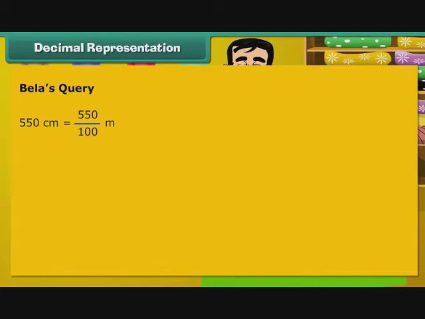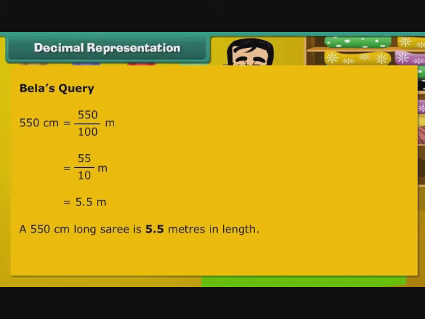550 centimeter is equal to 550 by 100 meter. That is equal to 55 by 10 meter. That is equal to 5.5 meter. A 550 centimeter long sari is 5.5 meters in length.